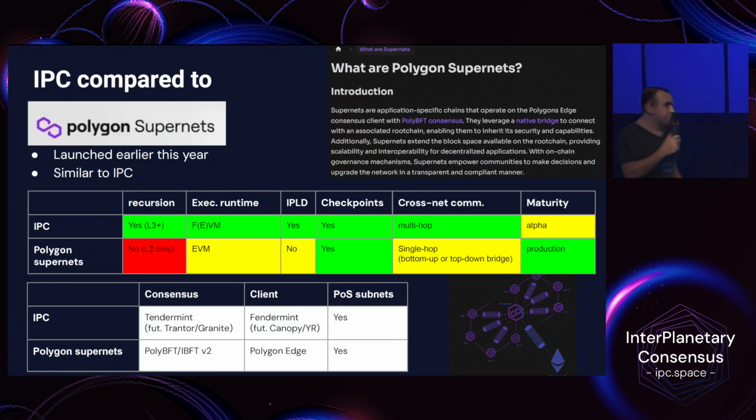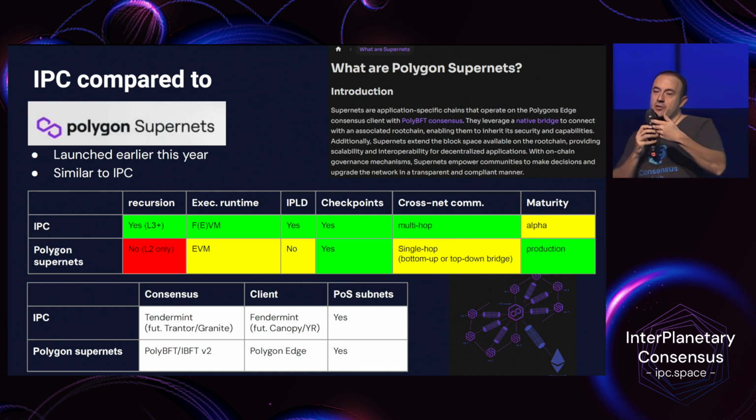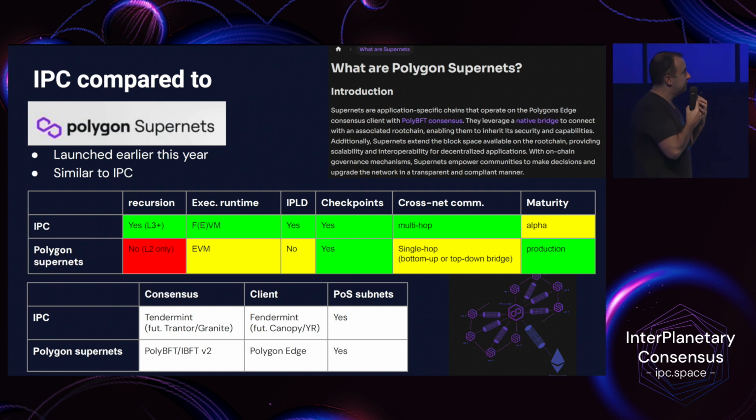Okay, and for the last comparisons, I have other ecosystems. So we are going from Bitcoin and Ethereum here to Polygon, and there are others. So I will not do an exhaustive comparison here. But the bulk of the ideas that we are using are not necessarily unique. And Polygon Supernets is the scaling framework for Polygon, that launched earlier this year. And I try to basically have the comparison here.